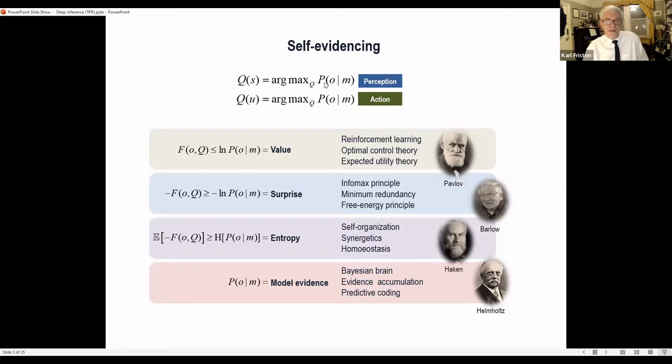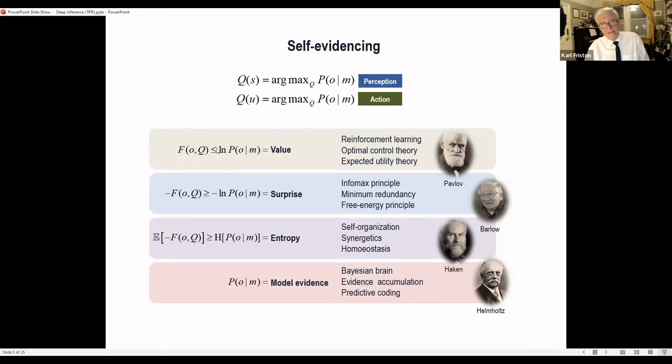So just to put this in other terms with which you might be more familiar, let's just look at this evidence quantity here, and note that effectively, if I'm trying to maximize this quantity, I'm also going to be maximizing the log probability of some preferred outcome given me or given my model of the world. And I can construe that quantity as a potential, as a value function. And from that, I can read this as describing things like reinforcement learning, optimal control theory. And if I was an economist, it would be expected utility theory.